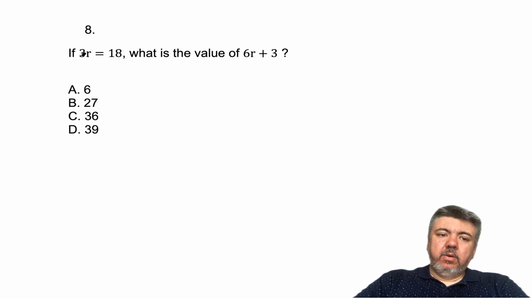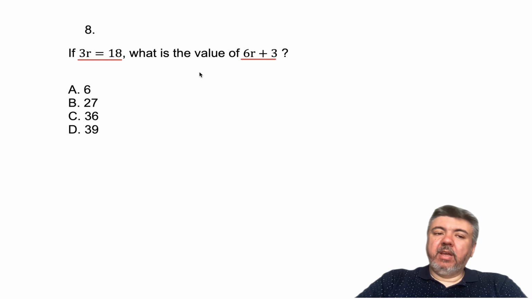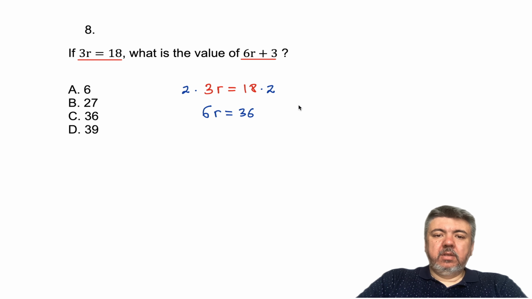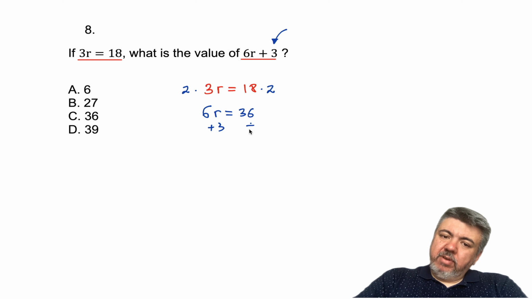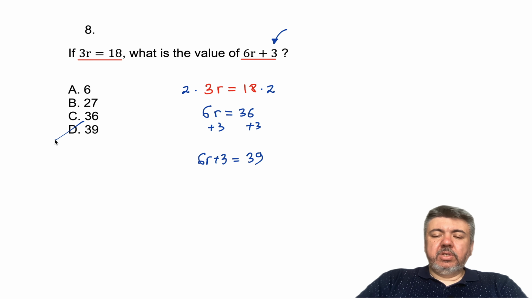In question 8, we are given 3r equals 18, and asked to find 6r plus 3. So I have 3r equals 18. I can multiply by 2 on both sides, which is 6r equals 36. And I need to add 3 more, plus 3, plus 3. So 6r plus 3 equals 39, which is D.